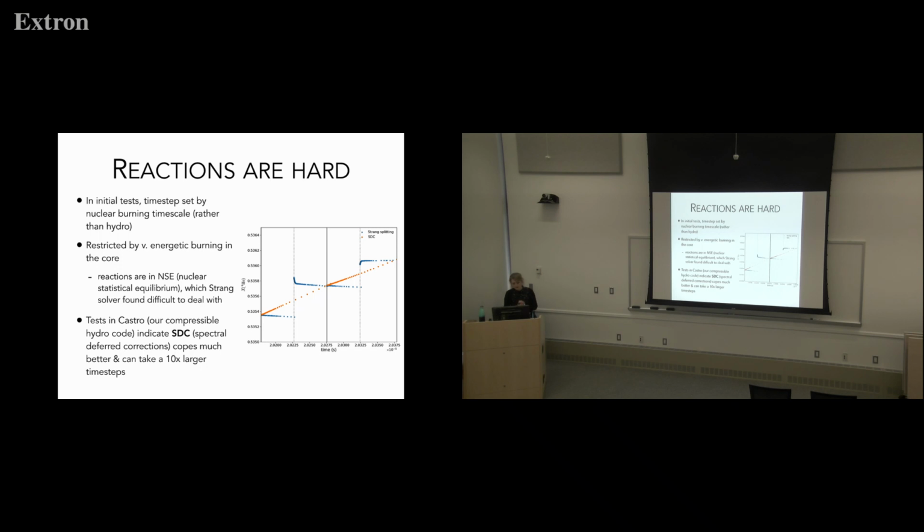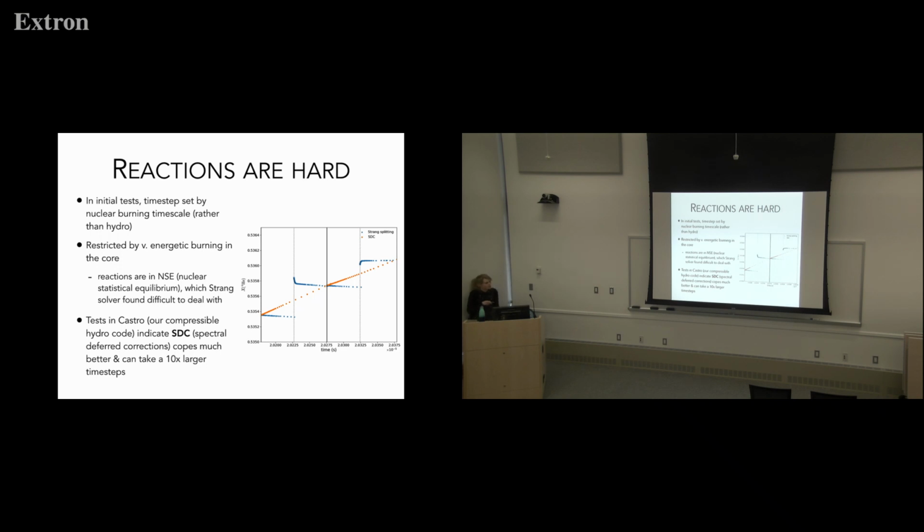There's another code that people in our group work on called Castro. This is a fully compressible code, and it's the first one that we try out these new numerical methods in. People in our group have been doing a lot of work on what's called spectral deferred corrections, or SDC. And this is a way of coupling reactions much more closely with the hydrodynamics. And it turns out that these can cope much better with these really stiff reactions.